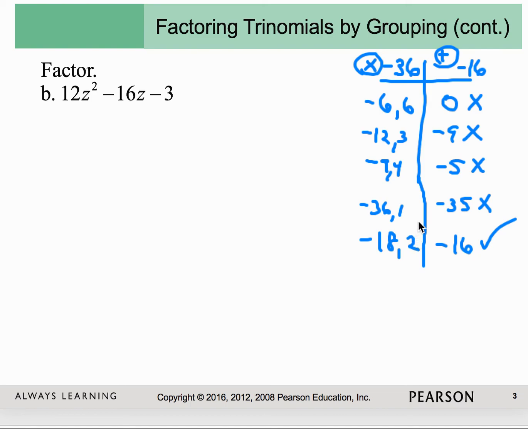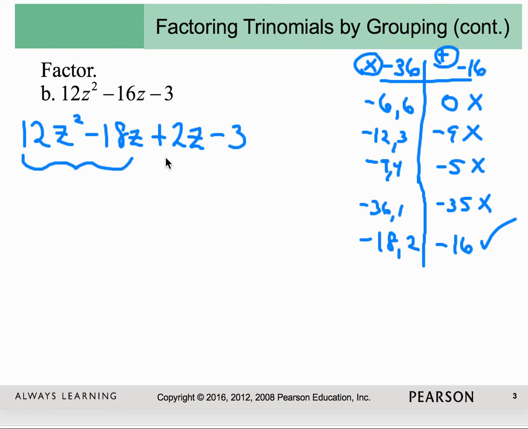If I had already used the 2, then I'd ask myself, does 3 go into it? Does 4 go into it? Does 5? Does 6? Right? And we found the numbers we need, so we're going to rewrite it. 12z squared. Now I can put these in any order. So just to avoid that confusion with the negative in the middle, I'm going to put it first. -18z plus 2z minus 3.